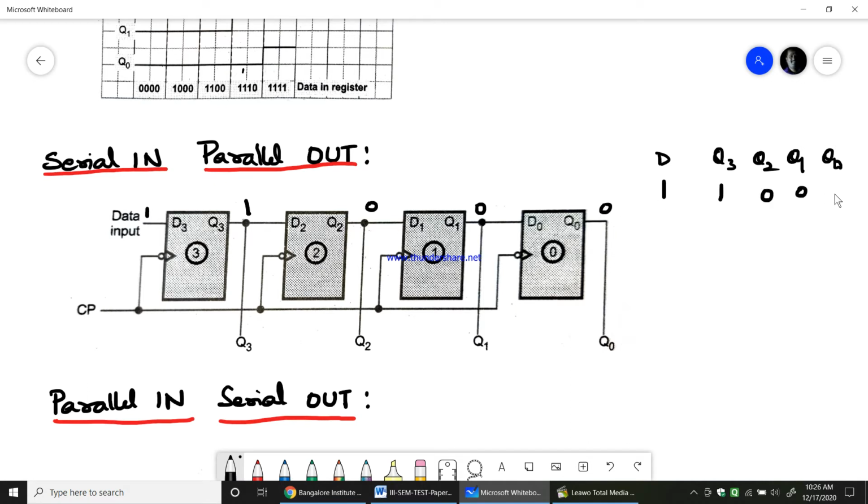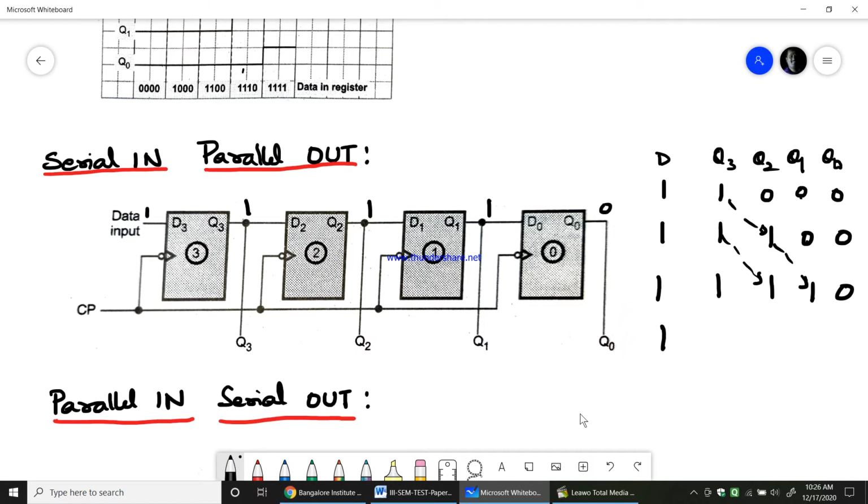1, 0, 0, 0. Now in the next clock pulse, again when D in is 1, Q3 will be 1. That 1 of Q3 will be shifted to Q2, where this 0 will come in. Therefore this becomes 1 now. In the next clock pulse, when D in is 1, Q3 becomes 1, but the Q3 whatever is there comes to Q2, this comes to Q1 and Q1 comes to Q0. Therefore this becomes 1 now.